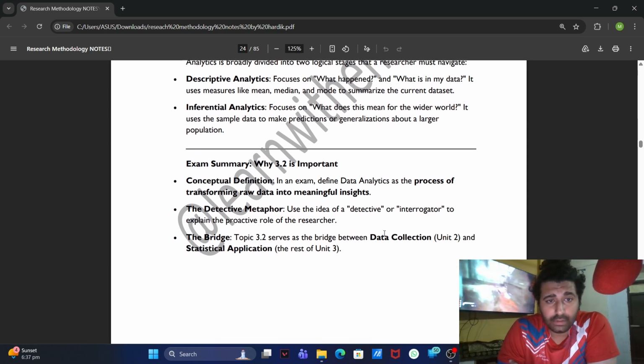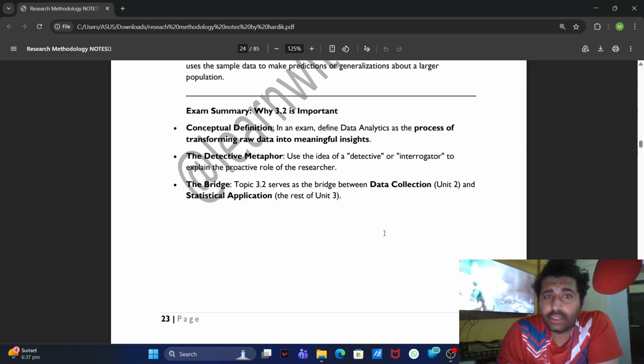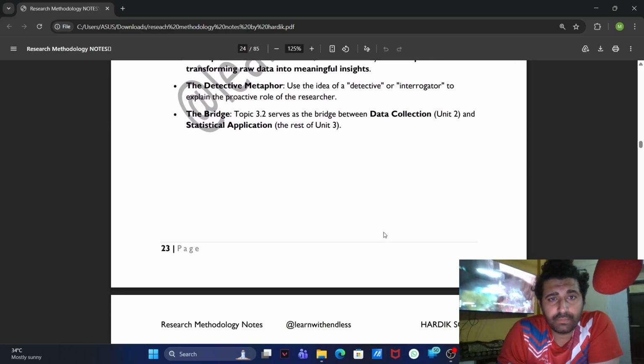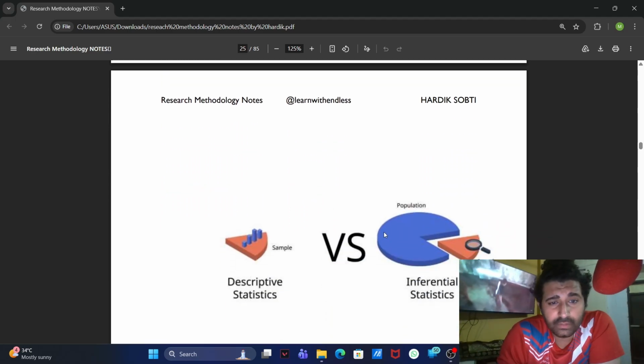Exam summary. Conceptual definition: in an exam, define data analysis as the process of transforming raw data into meaningful insights. The detective metaphor: use the idea of a detective or interrogator to explain the proactive role of the researcher. The bridge: this topic serves as the bridge between Unit 2 and the rest of Unit 3.